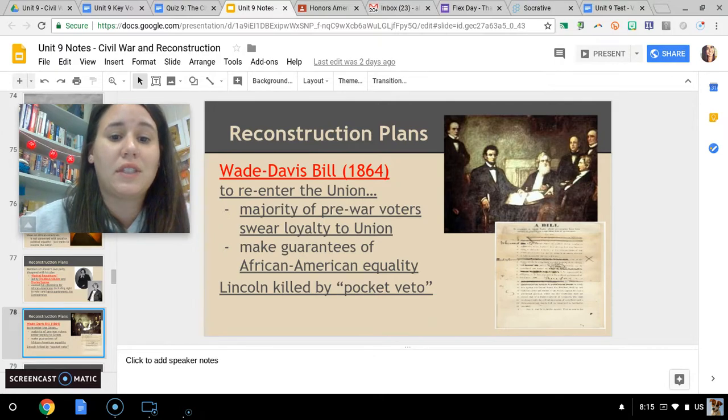Lincoln killed the Wade-Davis bill by pocket veto, which means he didn't technically say no. He just left the bill on his desk until it expired. So he didn't put his approval or his denial behind the bill. He just let it expire. He did not pass the Wade-Davis bill.